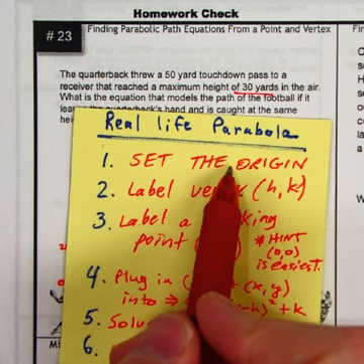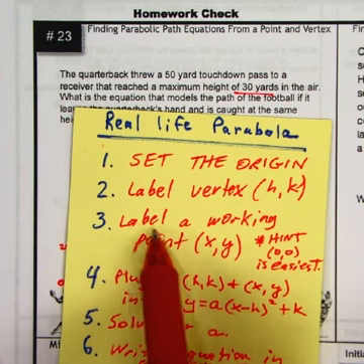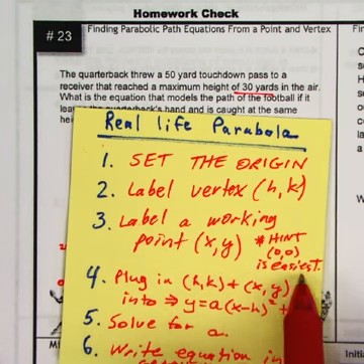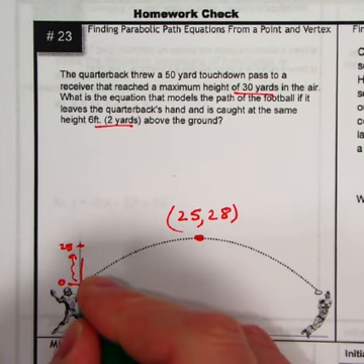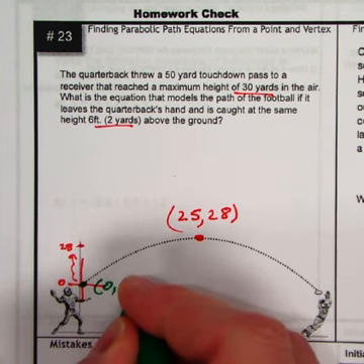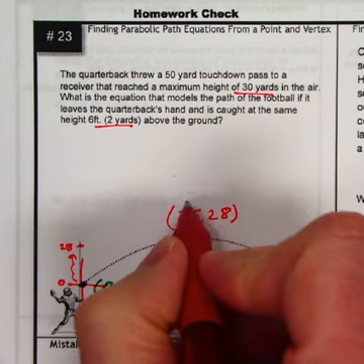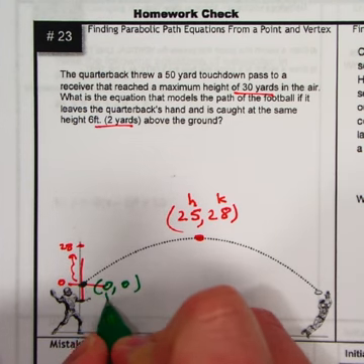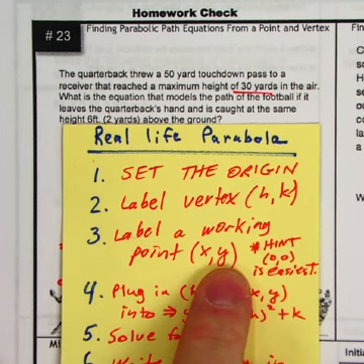So we set the origin, we knew where 0, 0 is, we found the vertex. Next, label a working point, x, comma, y. Hint, 0, 0 is the easiest point to find on a parabola, so that we set the origin to. So we know this point right here is 0, comma, 0, so we're going to use that as our x and our y. So this number now gets plugged in as our h, this is our k, this is our x, and this is our y. So, label a working point, we just did that.